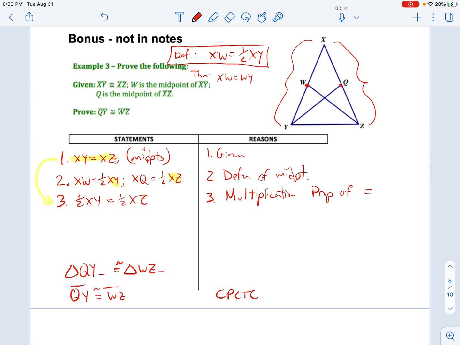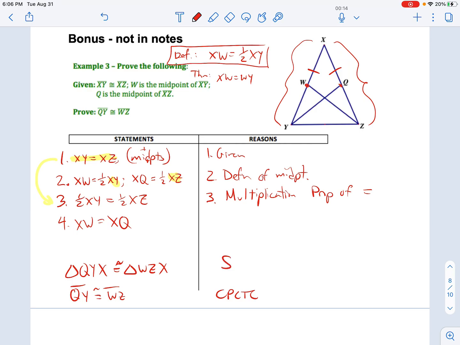Okay. Now I have half of XY is equal to half of XZ, but in step 2, those things were equal to XW and XQ. So now I can say XW is equal to XQ. This takes kind of a long time, but this is one way to get XW equal to XQ. XW equal to XQ is helpful because, as I said a long time ago, down here I was going to be talking about triangles QYX and WZX. I need those as sides, right?